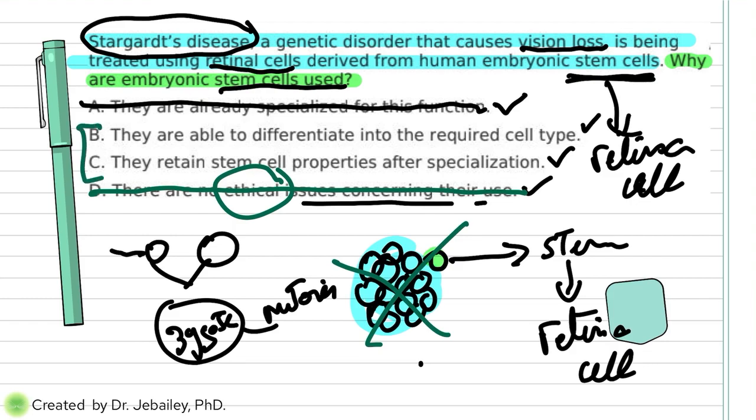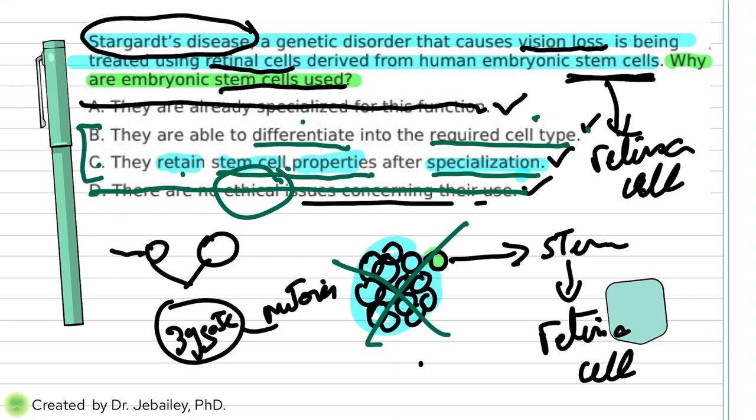Now the first one says they are able to differentiate into required cells. That means they're able to become the job of retina cells. This looks like the prominent answer. C, they retain the stem cell properties. When it says retain, that means they continue to be with no function after specialization. The word specialization means they have been specialized, they have been differentiated. That means now they have a job. Once you get a job, you cannot go back to being stem cells anymore. So you cannot retain, meaning hold, the stem cell properties.